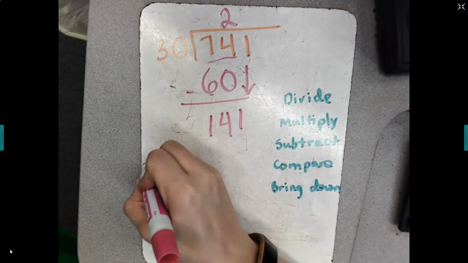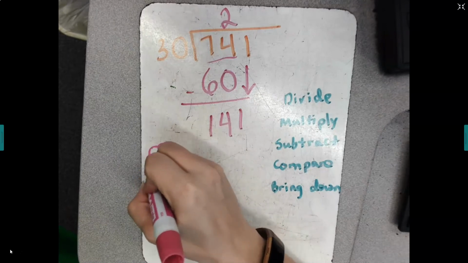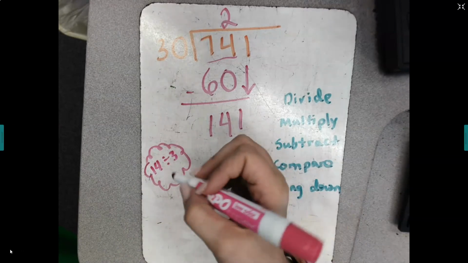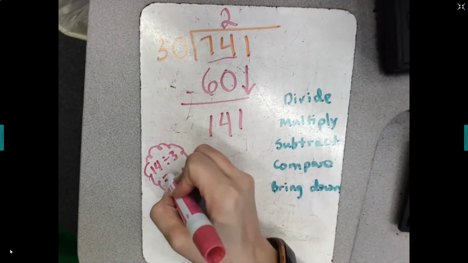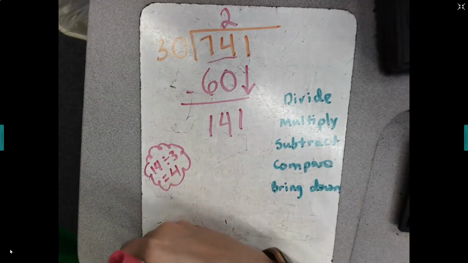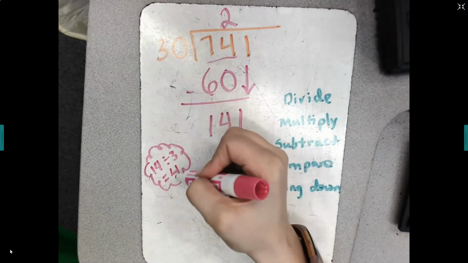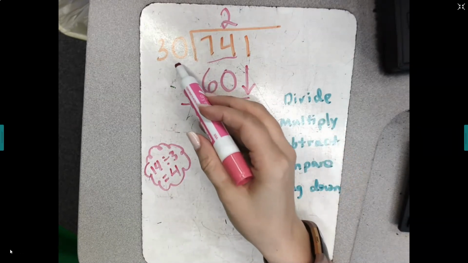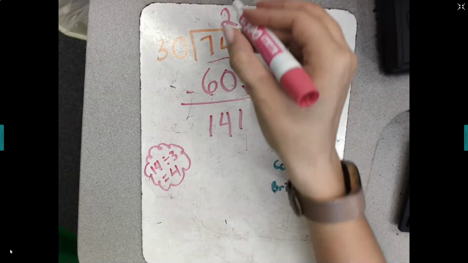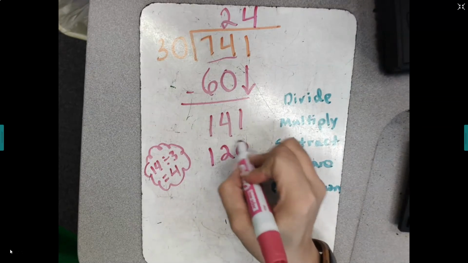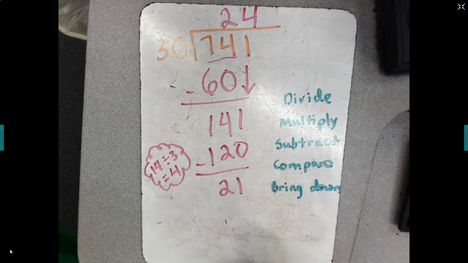So I'm going to draw a little thought bubble here. If I'm thinking about 14 divided by 3, then I think that I could make 4 groups of 3 from 14, okay? So 30 times 4 is 120, which is less than this. 30 times 5, though, would be 150, which would be too high. So I'm going with 30 times 4 is 120, all right? And then there's my remainder of 21.